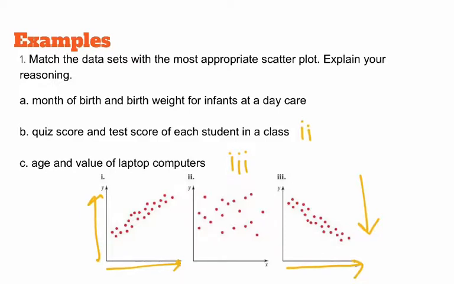And then the last one, month of birth and birth weight for infants at a daycare. Think about it. After kids get to a certain age, maybe after they're 1 or so, does it matter what month they're born in and how much they weigh? Not necessarily. It's kind of all over the board. So then that would be, oops, I wrote down the wrong one on the last one. Okay, for B was letter I. It was that first graph. I wrote on the first graph, but then I wrote it down wrong. But for the birth weight, it might be all over the place, like in graph 2. So that's what we're going to say matches up with letter A.